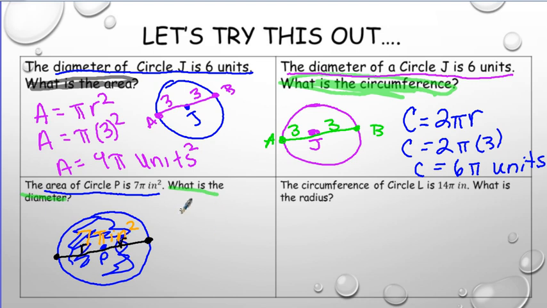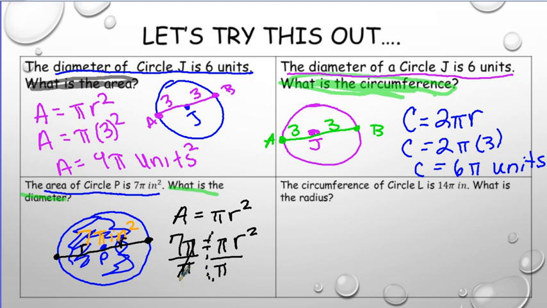So I'm going to use the area formula since it gave me something about area. And I'm going to substitute in. I'm not going to substitute in the unit part because that's not going to help me solve the problem right now. So 7 pi equals pi r squared, and I need to find my radius. So if you draw your line down the middle, we want to solve for r. So I'm going to divide both sides by pi. And the pi goes away. So 7 equals r squared.